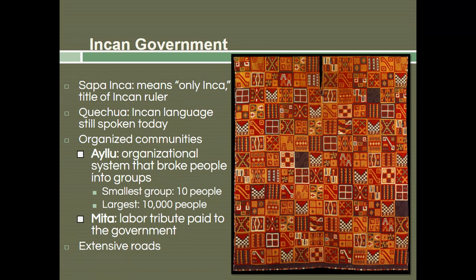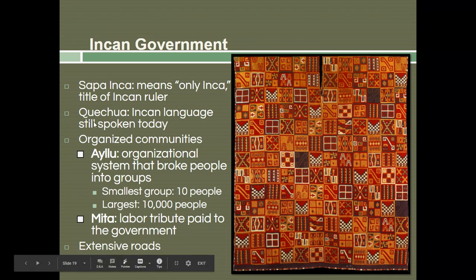Okay, so men like Pachacuti would have received the title of Sapa Inca, which means the only Inca. So they are the Incan ruler. And like we said, it's well organized, and it is all unified. So they did this a couple of ways. So the Inca Empire all speaks one language, Quechua, which is right here. So that's how you pronounce that word, Quechua. That is the Inca language that is still spoken today.